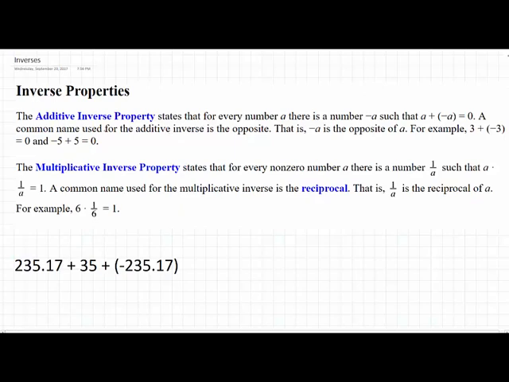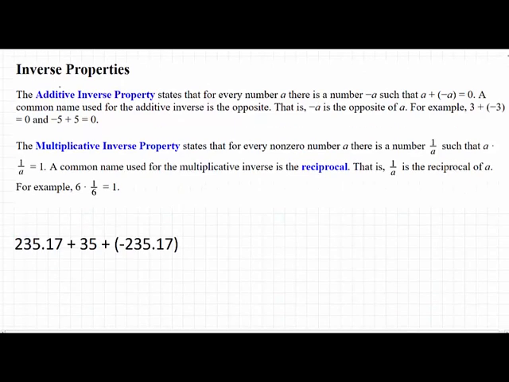Okay, so a few of the inverse properties. The first one is the additive inverse property. What that's saying, and that's very similar to the zero pair, is that for every number a or x or whatever number it is, if you add it to the negative version of it, so a plus negative a is going to equal 0. In other words, something like 3 plus negative 3 is going to be 0, or negative 5 plus positive 5 is going to be 0.